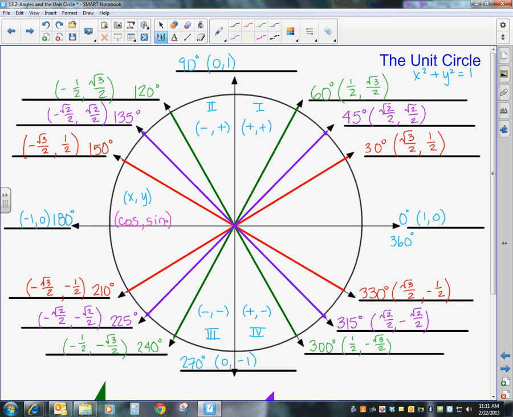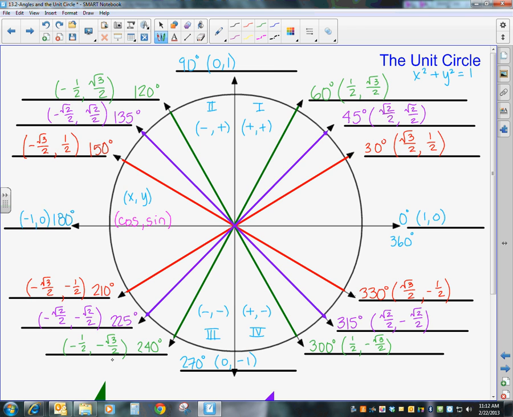For example, the cosine of 30 degrees is the square root of 3 over 2. The sine of 30 degrees is 1/2. Okay? Just like x and y are in alphabetical order, cosine and sine are in alphabetical order. So if I want to know the sine of 240 degrees, I find 240 degrees on my unit circle. The sine is the second coordinate. So the sine of 240 degrees is negative square root of 3 over 2.